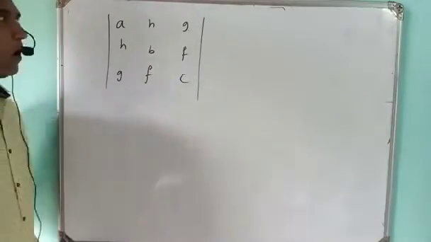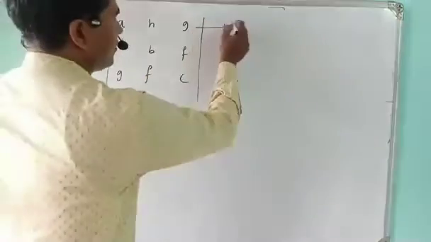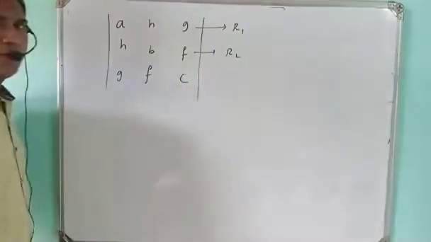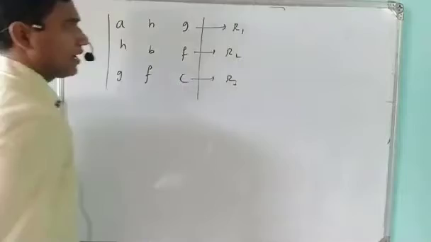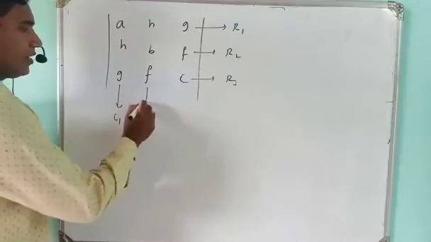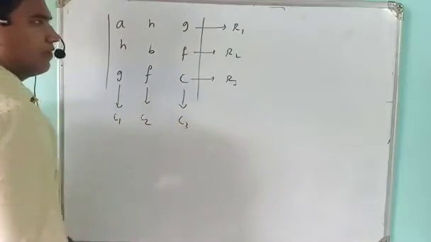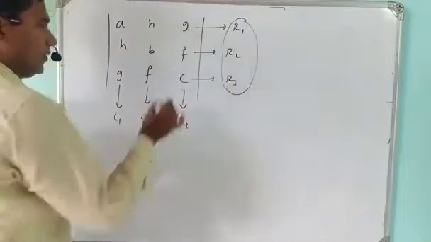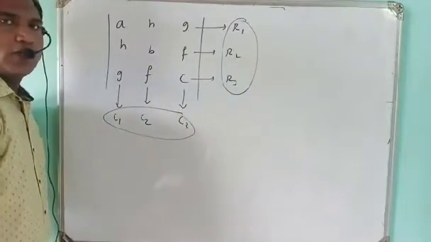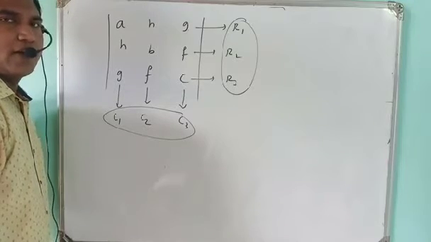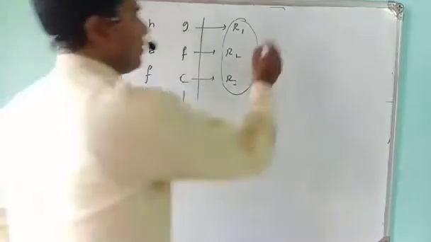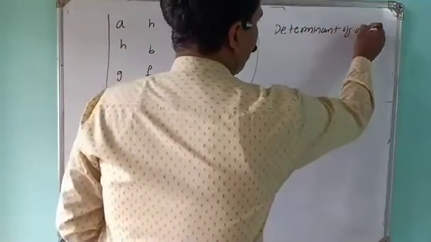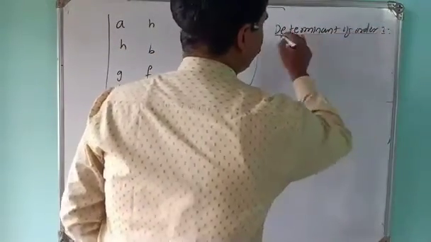If we observe how many rows are there, this is our first row, R1. This is our second row, R2. This is our third row, R3. This is our column 1, column 2, column 3. So how many rows and columns are there? There are 3 rows and 3 columns. So it is called the determinant of order 3.